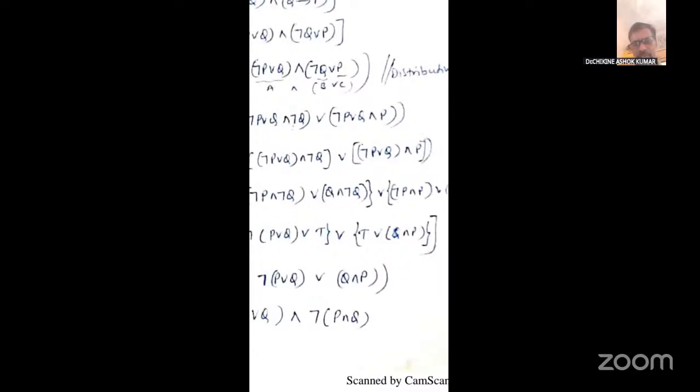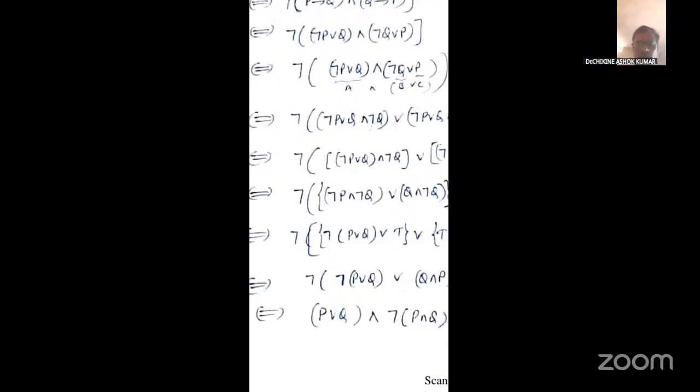What is Q intersection negation Q? It is always false only. With union, negation P intersection negation P is also the false value. False union of Q intersection P.